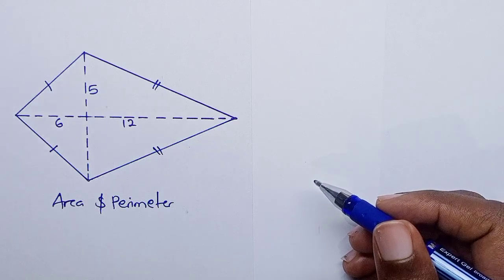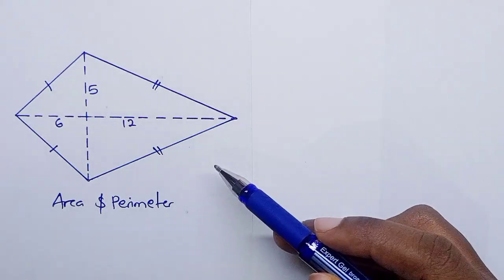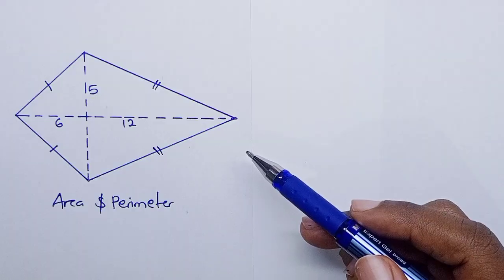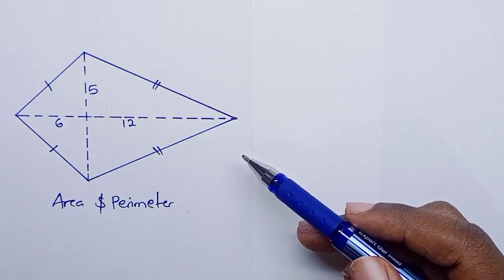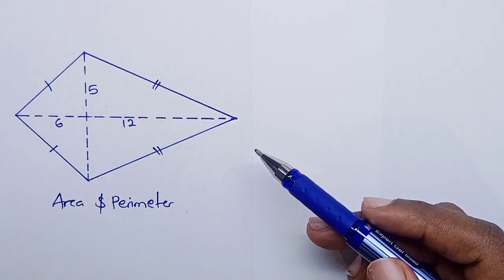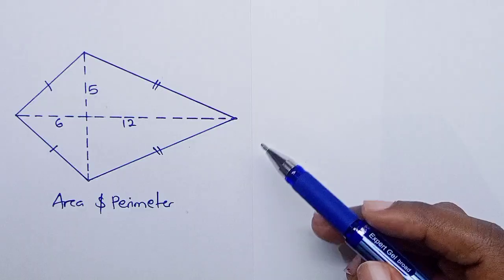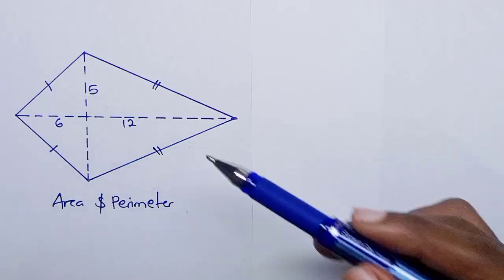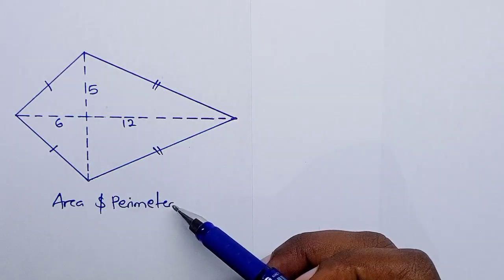Is your IQ good? How fast can you solve this geometry puzzle? You can work it out and comment your answer in the comments below. So let's work it out together and see what we get. So we have been given this kite and we are required to find its area and perimeter.